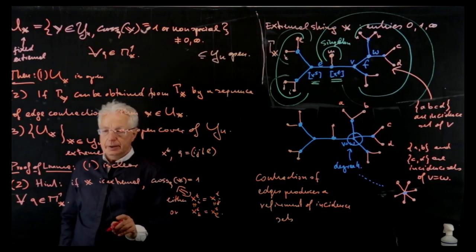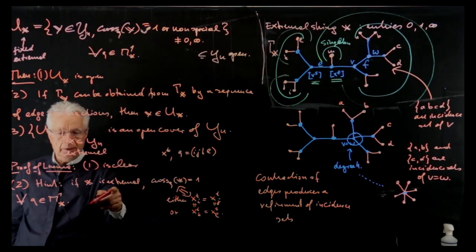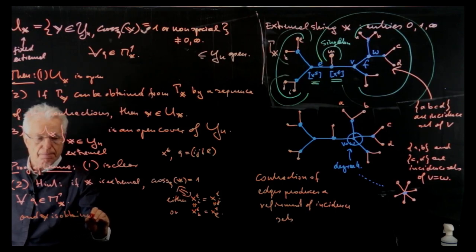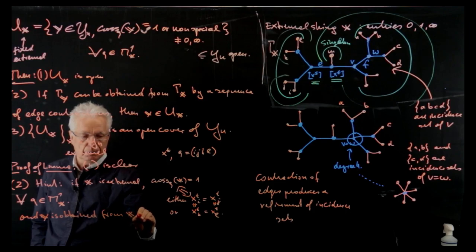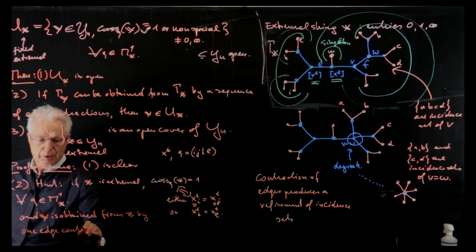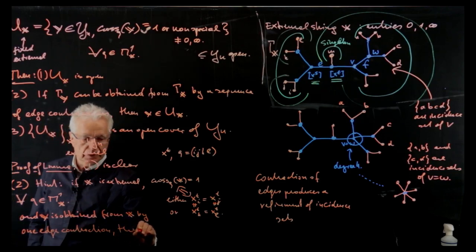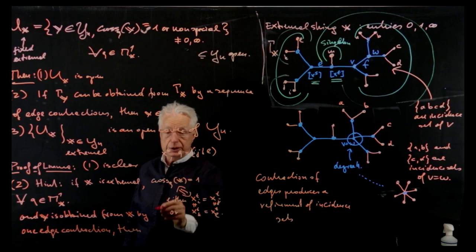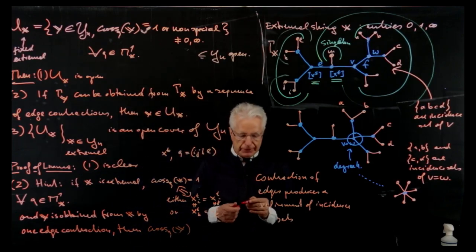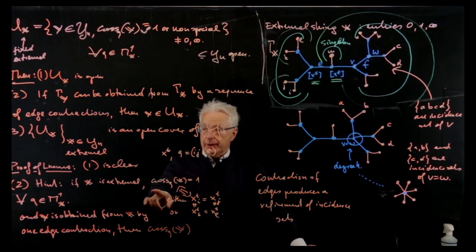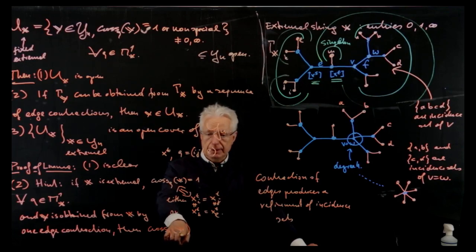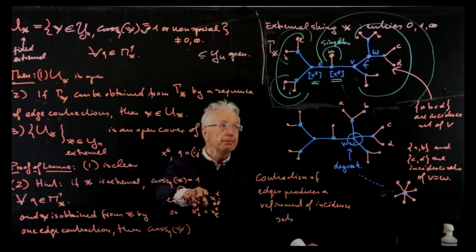Okay. And if you now contract one edge, yeah, and y is obtained from x by, let's just take one edge contraction. Afterwards, you can iterate. Then you have to observe what happens with the cross ratio cross q_y. So you just have to make sure that it cannot become 0 or infinity. But this is induced by looking at these pictures.